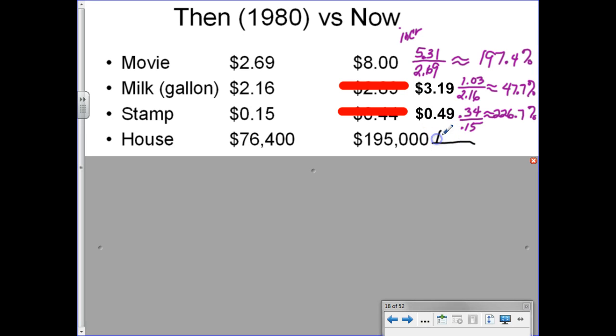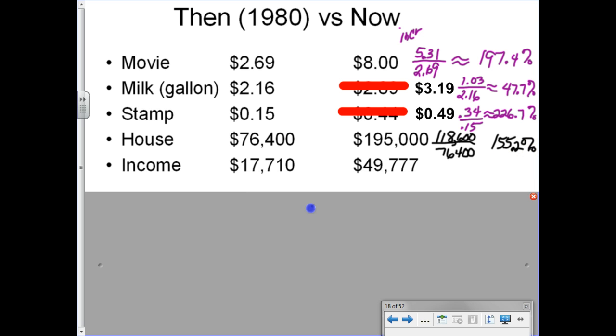When you subtract, the change is $118,600. Okay, and then you're going to divide by your original amount, which was $76,400. When you do that computation, divide those two, you get about 155, and I'll round that off. It says 0.23, so I'll say around 0.2% on that one. Okay.